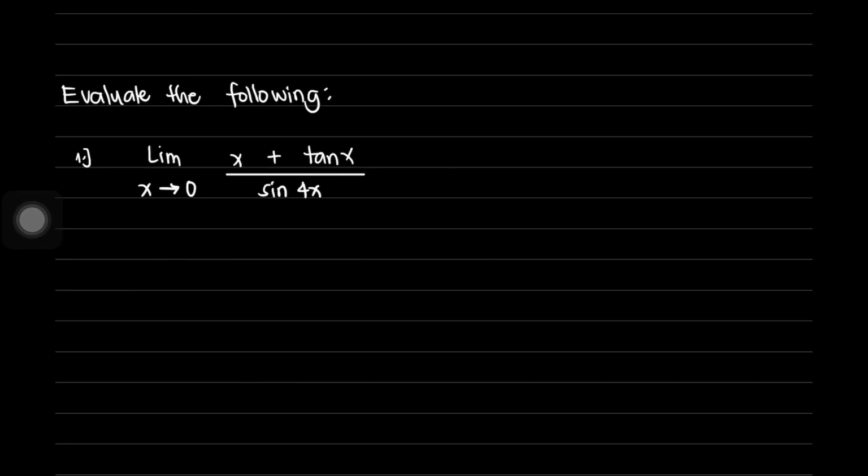So to illustrate this further, let's have examples, and we're going to evaluate the following. For the first one, we're going to evaluate the limit of x plus tangent of x all over sine of 4x as x approaches 0. Now, if we're going to find f of 0 in this function, the result would be 0 over 0 because 0 plus tangent of 0, which is equal to 0 as well, so this is 0 plus 0, or basically equal to 0, over sine of 4 times 0, and sine of 0 is also equal to 0, so the result is 0 over 0, which is an indeterminate form.